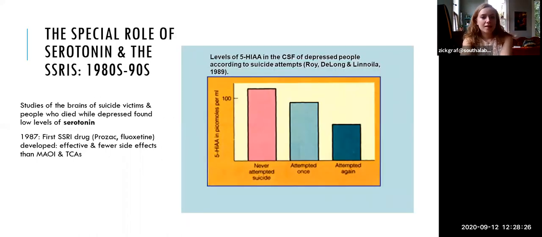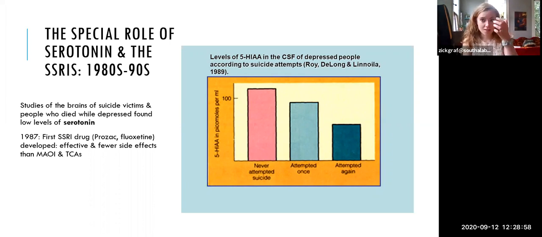So starting in the 80s and 90s, science began to focus more closely on the role of serotonin above all the other monoamines in regulating mood and depression. And part of this was related to studies that found that in the brains of people who died by suicide, or in the cerebral spinal fluid of people who attempted suicide, there were significantly lower levels of serotonin. So this led to the idea that serotonin was actually correlated with severity of depression.